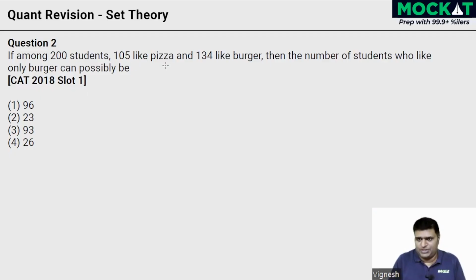So among 200 students, 105 like pizza and 134 like burger. N of P is given, N of B is given. Then the number of students who like only burger can possibly be... there's a possibility for that. There are a total of 200 students over here. Those who like only burger, what can that be? So total of 200 students. How do we split it up?